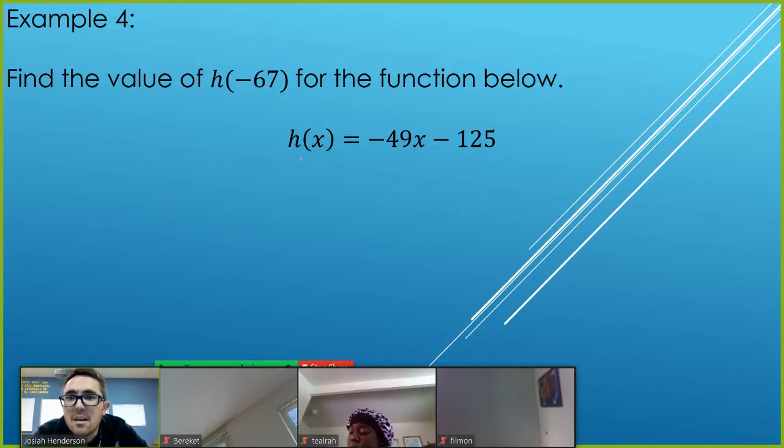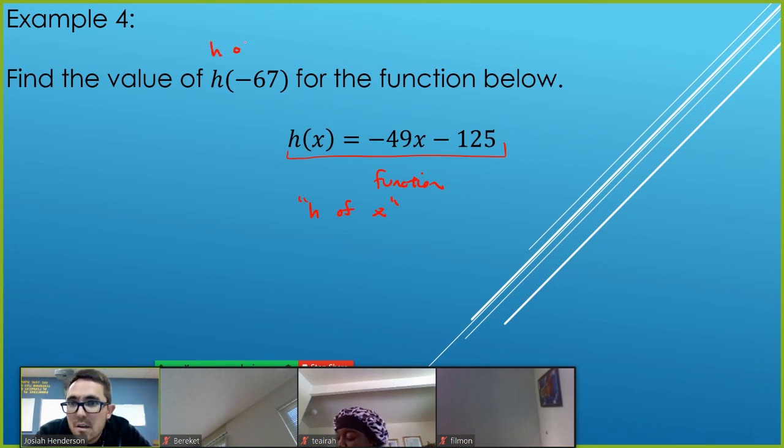They give us a function. It's not an f though, is it? This is h of x. h of x is equal to -49x minus 125. It says at the beginning, find the value of h of -67. That means we're going to plug in -67. Whatever that number is, that's our x number.